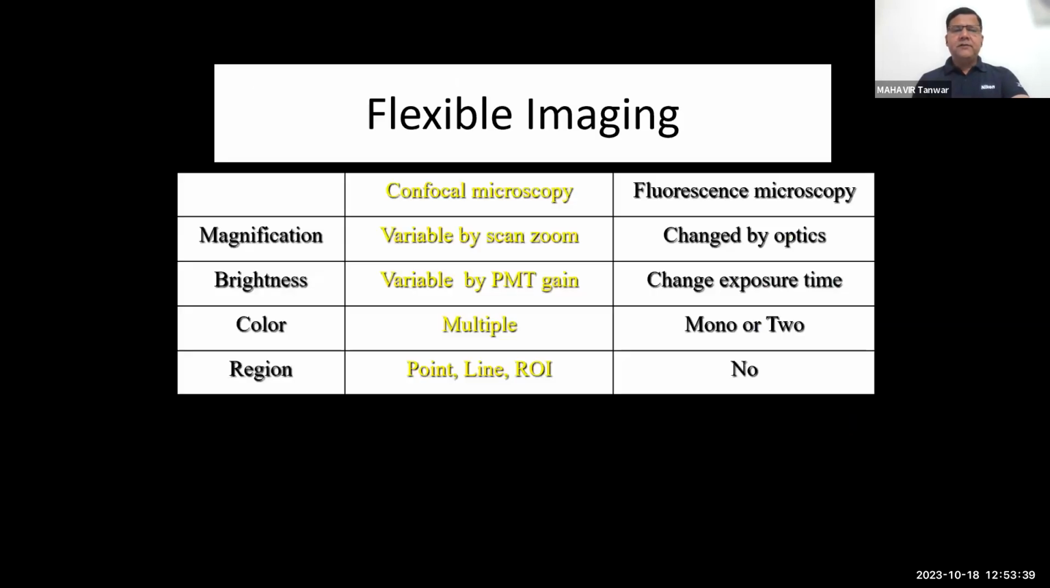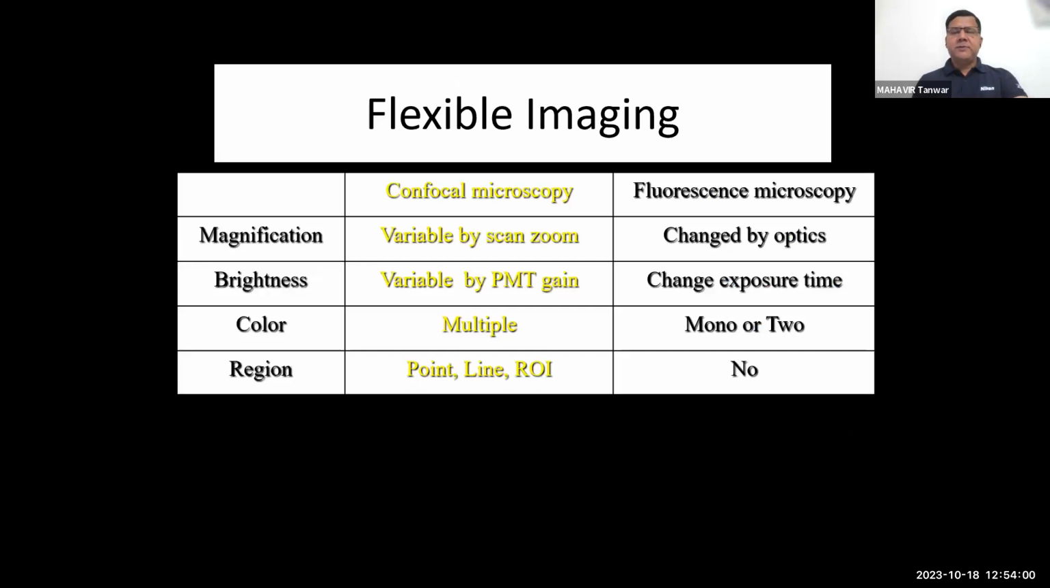In case of confocal and fluorescence, when we talk about magnification, in confocal the magnification can be changed by the scan zoom lens. So there is a zoom lens. Let's say you're already working on a 60x objective and you want to zoom into a particular area. That is possible in confocal because there is an optical zoom capability.